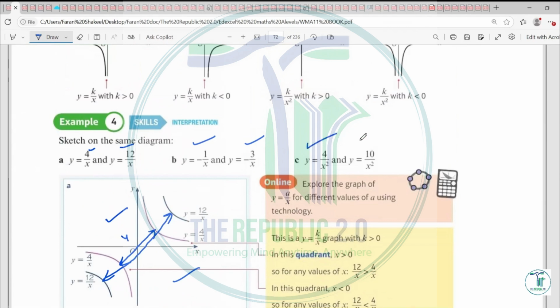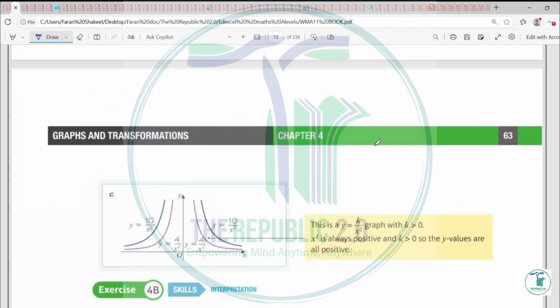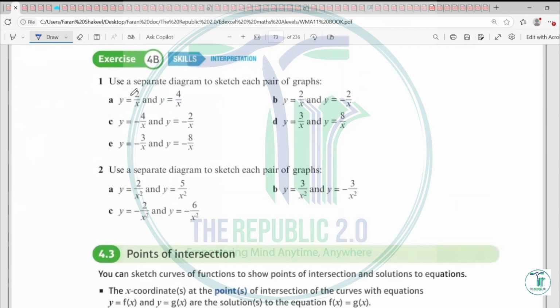Now, if you've got these quadratic reciprocal functions, for example, 4 upon x squared or 12 upon x squared, you should be drawing your graphs like this. Okay. So you can find more questions to practice in exercise 4B of this exercise.